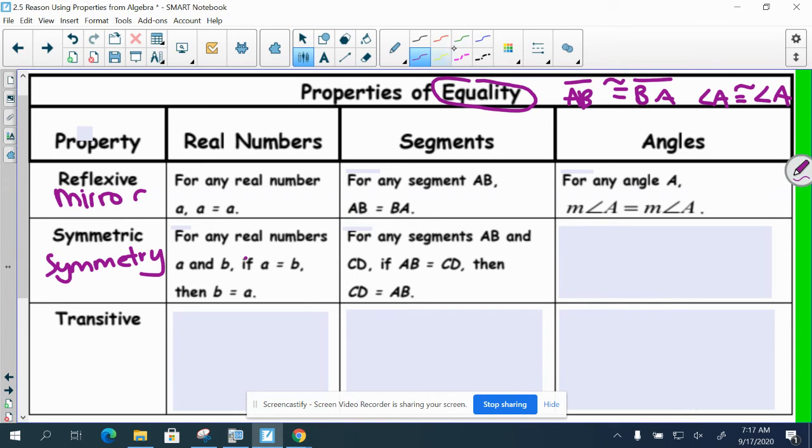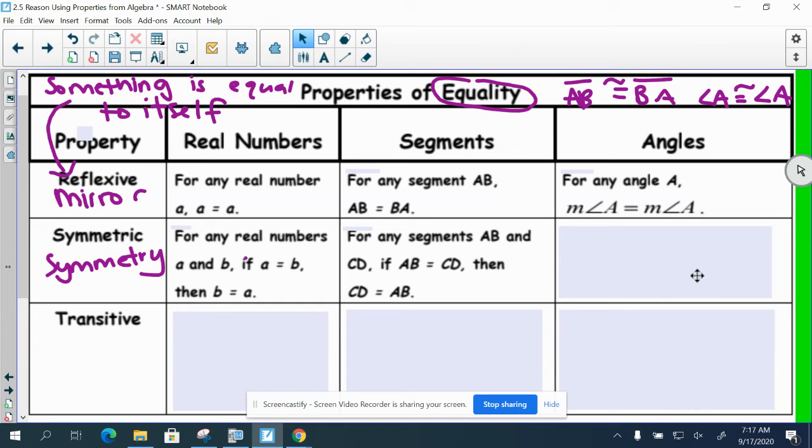So you might want to write that down for reflexive property. The difference between that and symmetric is that for reflexive property, you say that something is equal to itself. That's how I like to think about it. But for symmetric, you're saying that if something 1 is equal to something 2, then something 2 is equal to something 1.